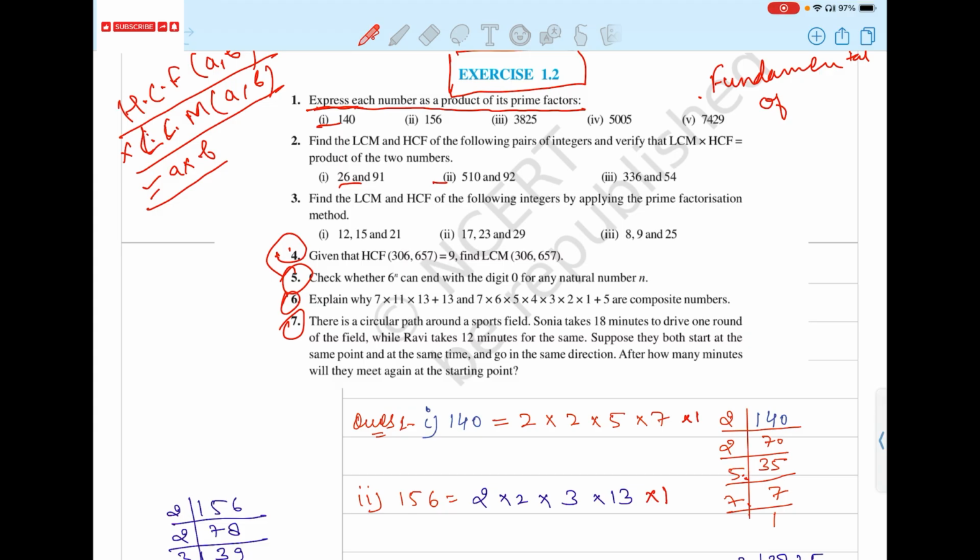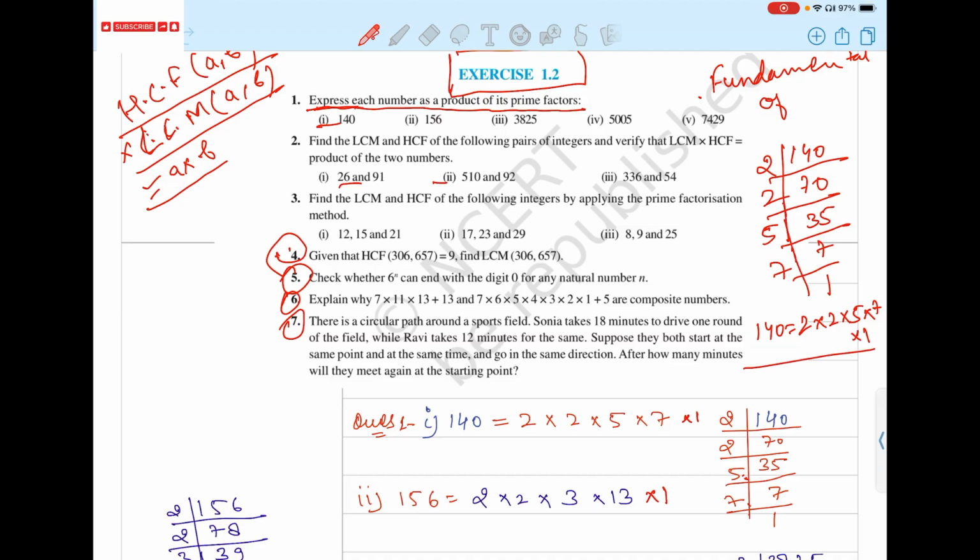So we have to do the prime factorization of these numbers. Like, we will do the prime factorization of 140. So what will it be? 2 twos are 4, then 2 fives are 10, and 5 sevens are 35, and then 7. Okay, so the product of its prime factors is 2 into 2 into 5 into 7, so this is the prime factorization of 140.